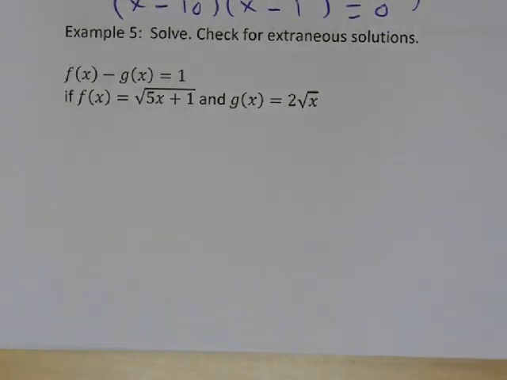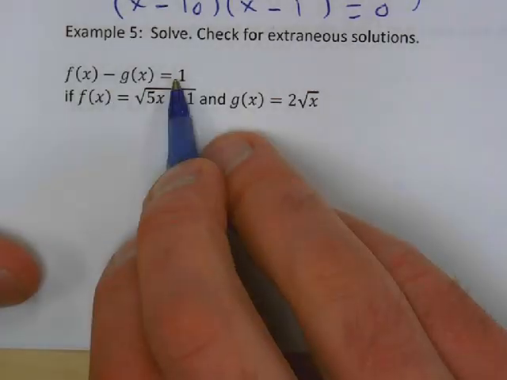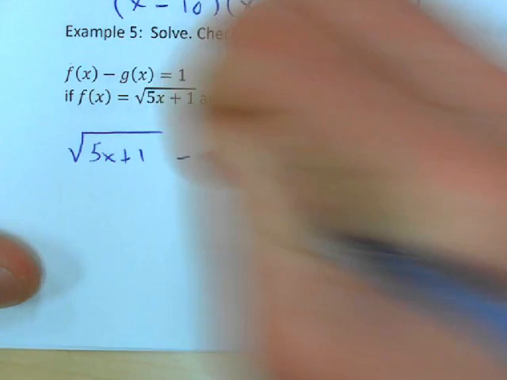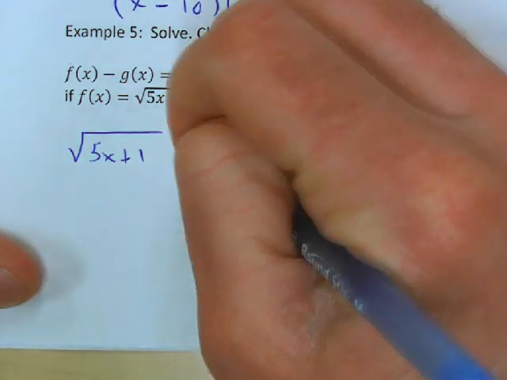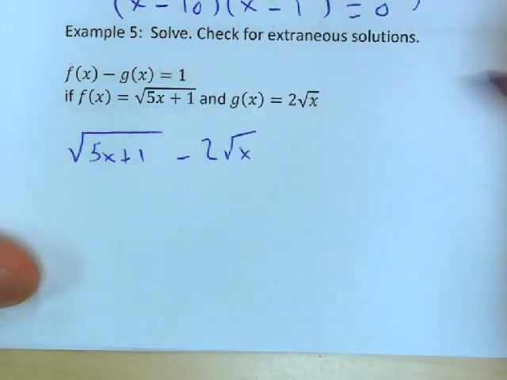All right, so we want f minus g of x equals 1. So that's f of x minus g of x equals 1. Well, f of x is that, so root 5x plus 1, minus g of x, which is 2 root x, equals 1.